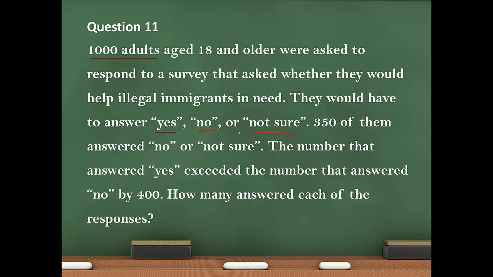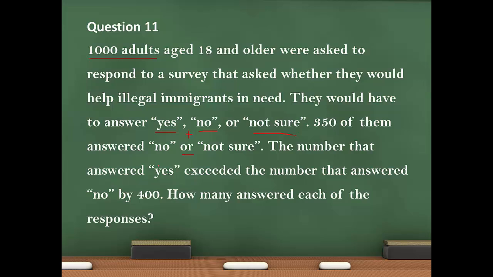When we say that 350 of them answered no or not sure, so that means that the number that answered no plus, remember this or, we treat this or like plus. That's what we treat it as. You get to know several varieties of what these English words mean. When we say 350 people answered no or not sure, we treat it as plus. Now, when we do sets later on in this course, we shall explain it more.